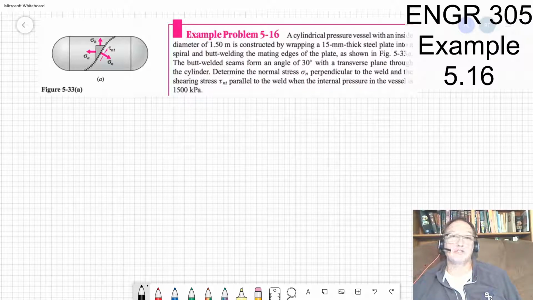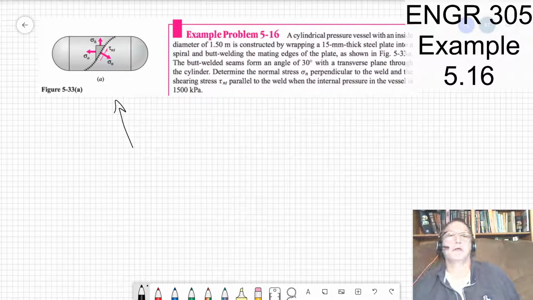A cylindrical pressure vessel with an inside diameter of 1.5 meters is constructed by wrapping 15 millimeter thick steel plate into a spiral, and butt welding the mating edges of the plate. Take a look at figure 533, which is right there.